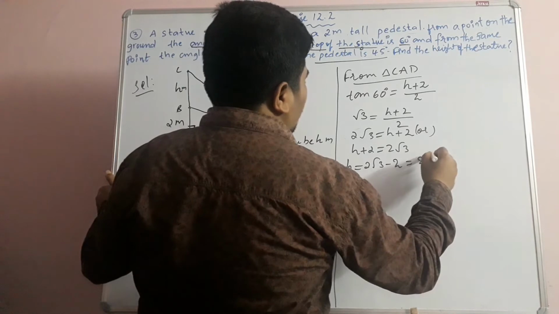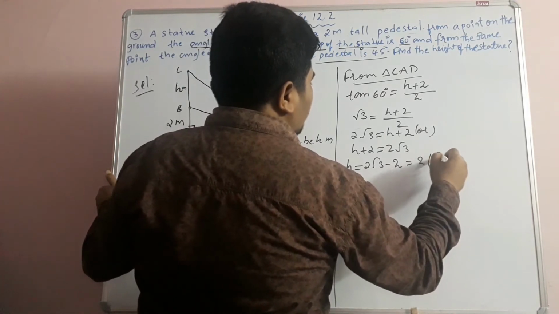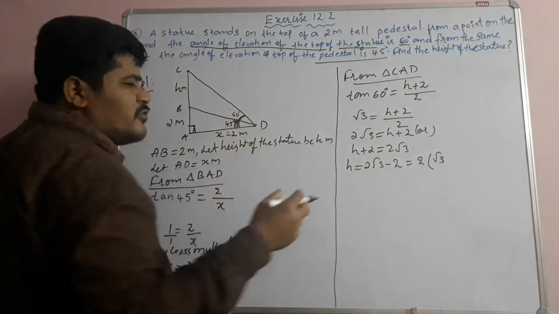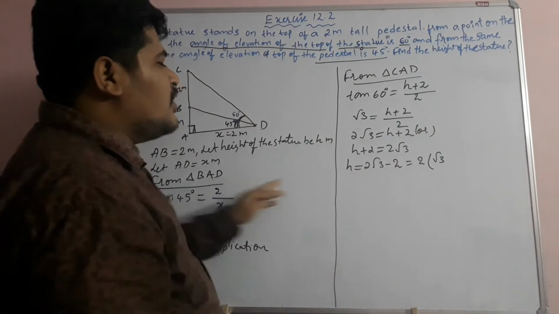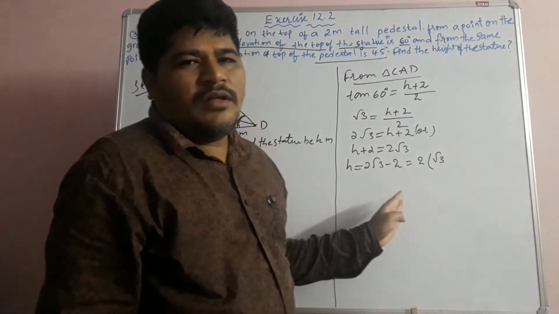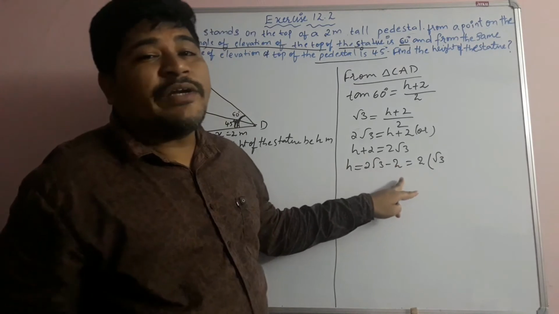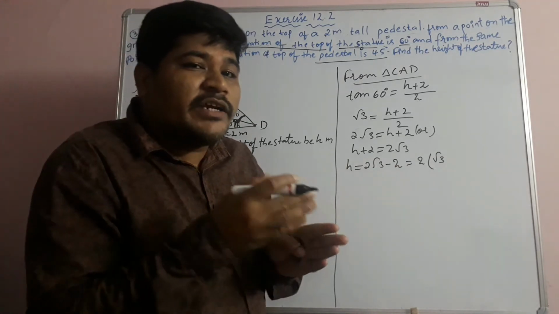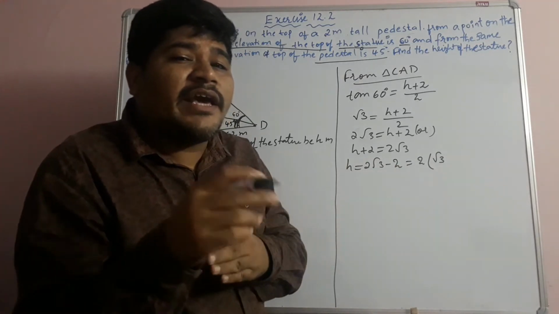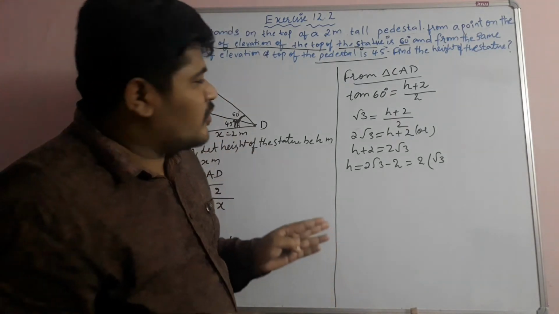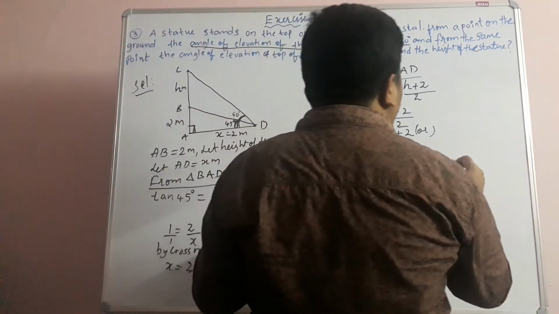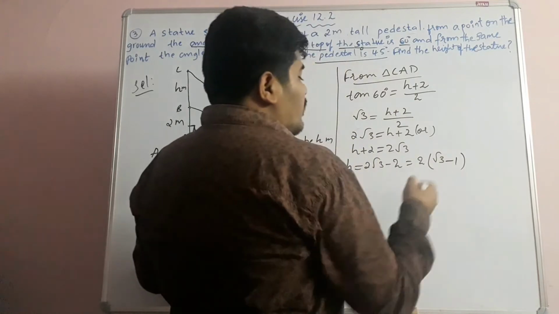So you can take 2 common, children. 2 into root 3, so we have to use the distributive property here. 2 root 3 minus 2 means 2 into root 3 minus 2 into 1. So we can take 2 outside. A into B minus A into C is what? A of B minus C. So here we can write 2 of root 3 minus 1. So children, you can stop here.